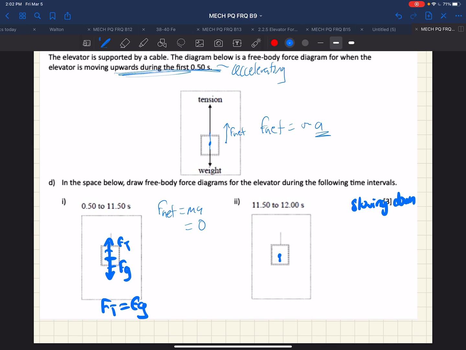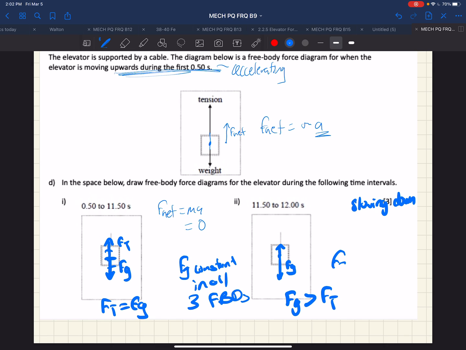So we know Fg is going to be exactly the same size, and we want to show that, Fg constant throughout in all three free body diagrams. And so now the acceleration, it's not traveling at a constant velocity in the vertical direction. It's actually slowing down. So gravity is actually winning in this case. So we want to show that the tension is smaller than gravity. And we can even say this: the force of gravity is bigger than the force of tension, or the force of tension is less than the force of gravity.